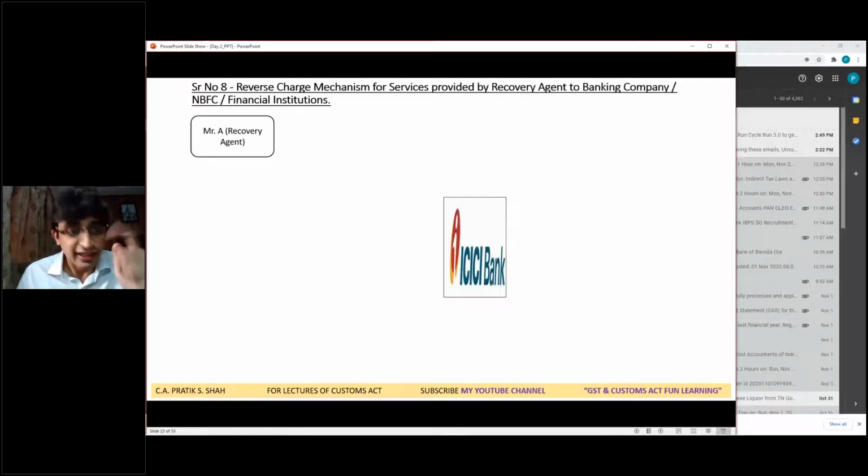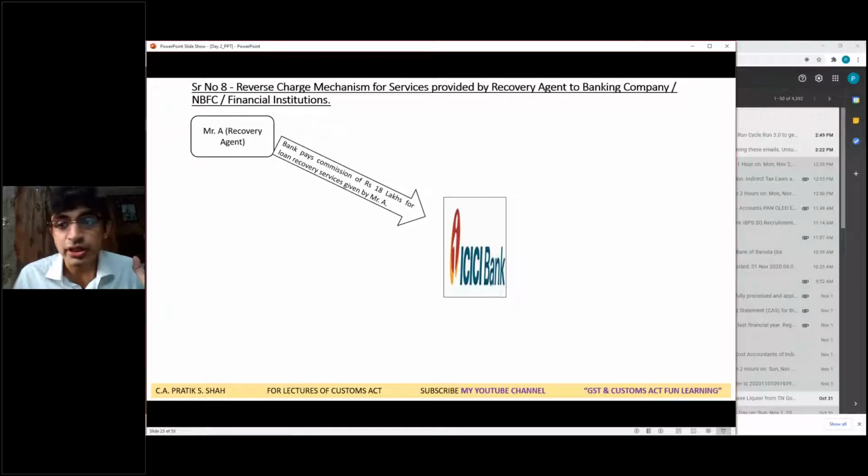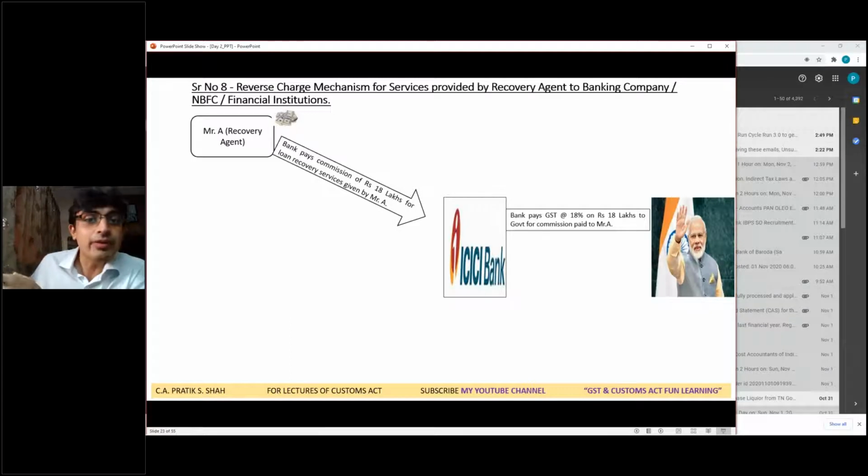You people defaulted, so Mr. A recovered the loan and gave it to ICICI. For that, ICICI paid a commission of 18 lakh. Now, on this 18 lakh, the receiver bank shall pay GST under reverse charge mechanism. Clear? So who was the supplier? The recovery agent, who brought that loan recovery. Who is the receiver? ICICI Bank. ICICI Bank shall pay GST under reverse charge mechanism.